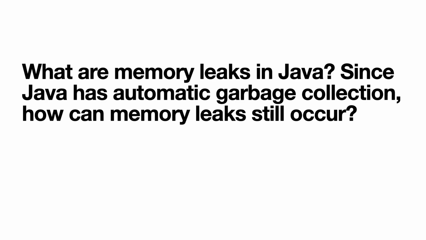Now, what are memory leaks, if you don't know, and since Java has automatic garbage collection, how can memory leaks still occur? Garbage collection is not perfect. You have to understand that it is an automated process, but that doesn't mean it happens immediately. Nothing happens immediately. If an object is eligible for garbage collection, it doesn't mean that the garbage collector will run and free the memory immediately. So a memory leak is when an application unintentionally retains references to objects that are no longer needed. This prevents garbage collection from reclaiming their memory.